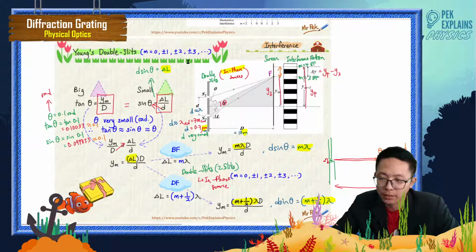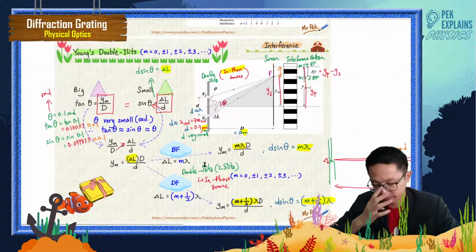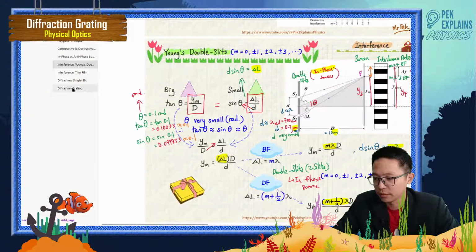Double slit is also an in phase source. The bright fringe formula is d sine theta equal to n lambda. So it has exactly the same formula as the double slit in phase source. So we can say diffraction grating is like double slit, in phase.